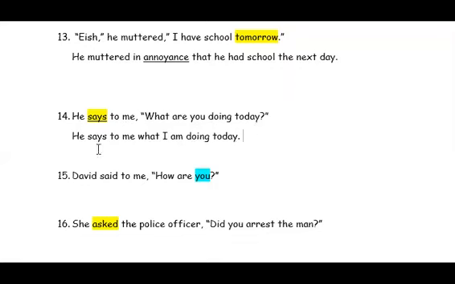Do you guys see how, if you relate this to someone, for example, Billy tells me, how are you doing today? All right. And I tell someone else what he told me. I wouldn't say he told me, what are you doing today? I would say he asked me what I was doing today, right? Or you can even use the word asks or says, because it is a question after all.